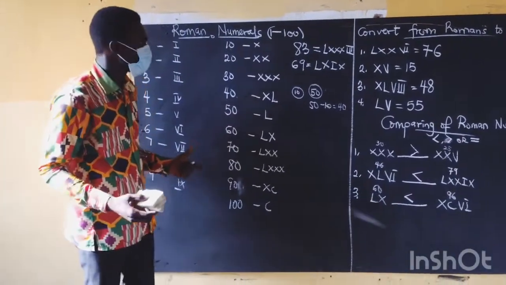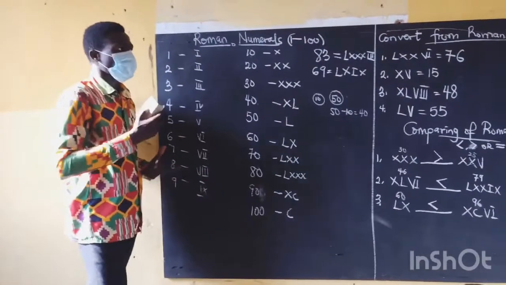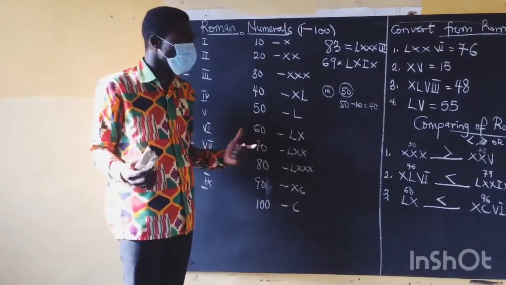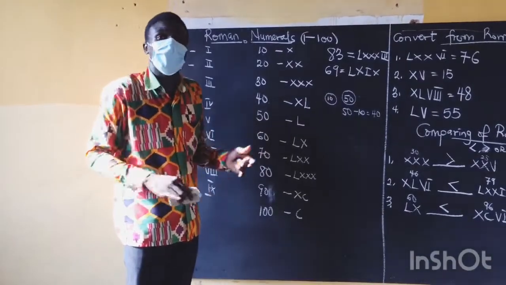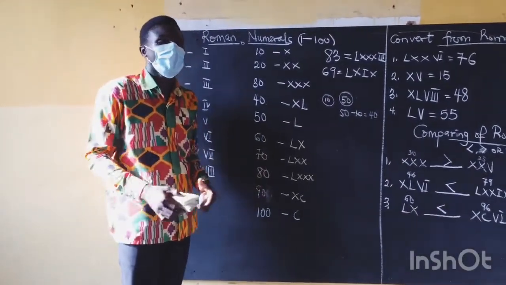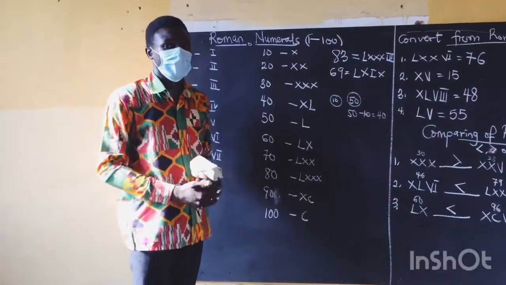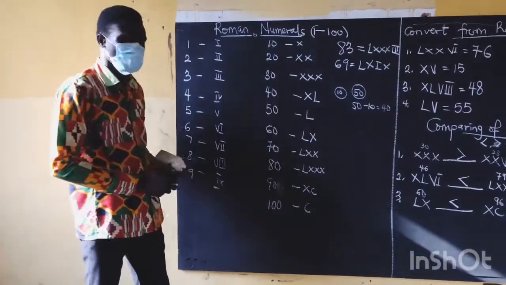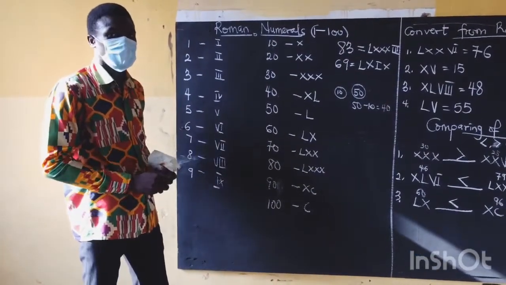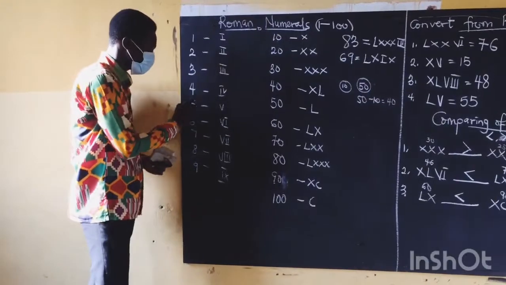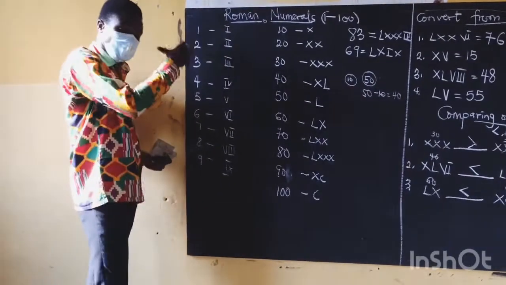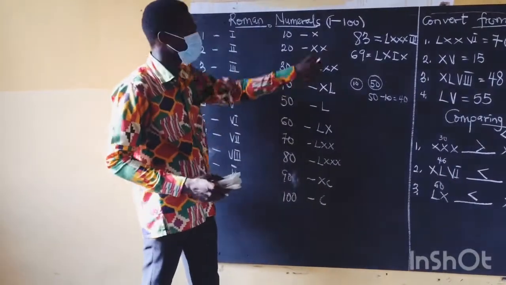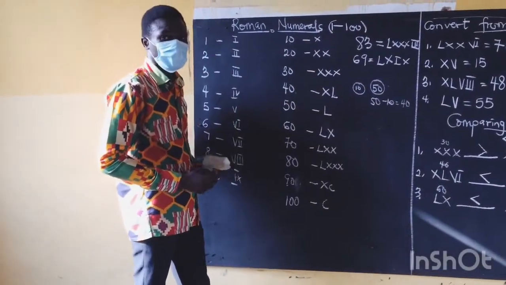So you can see that with this main chart, converting from Roman numerals to numbers will be easy for you. If you are able to convert, you can add, you can subtract, you can compare. You can even arrange in ascending order. What you just need to do is to master your Roman main characters, that is 1, 2, 3, 4, 5, 6, 7, 8, 9, and 10, 20, 30, 40, up to 100. Because at our level, you have to learn up to this one.